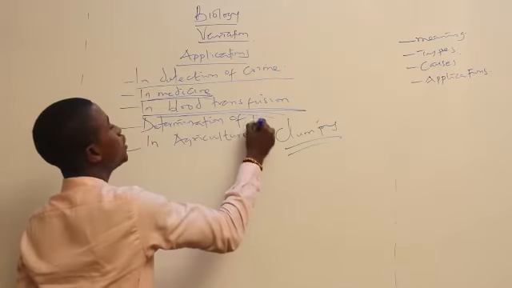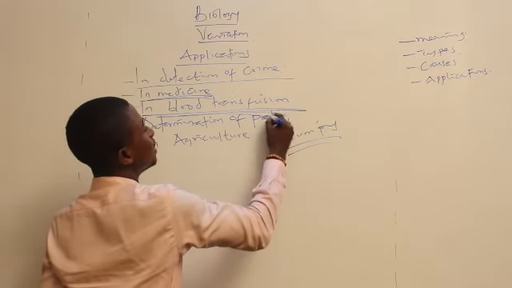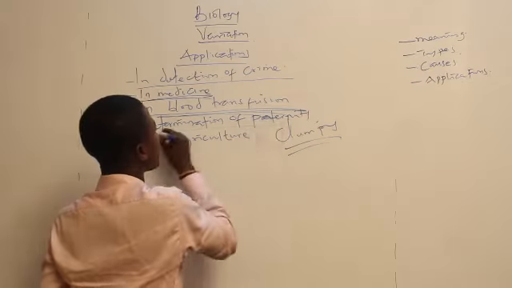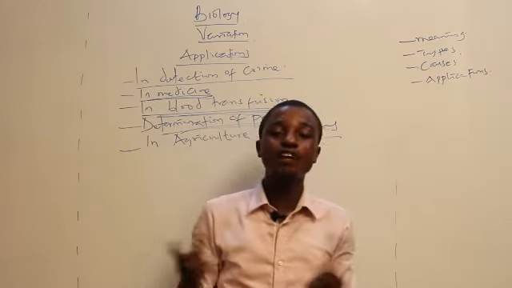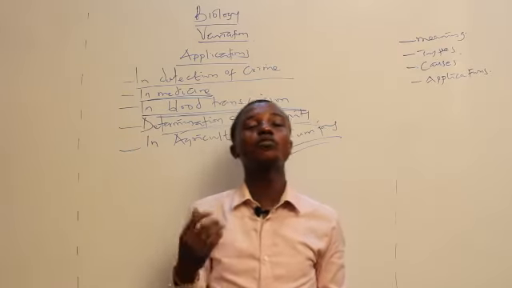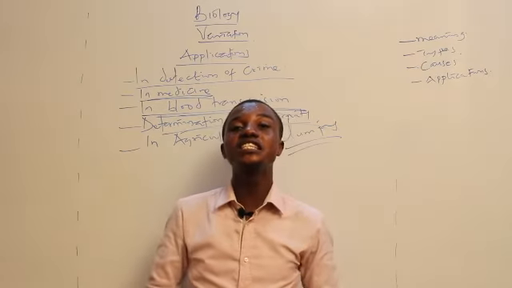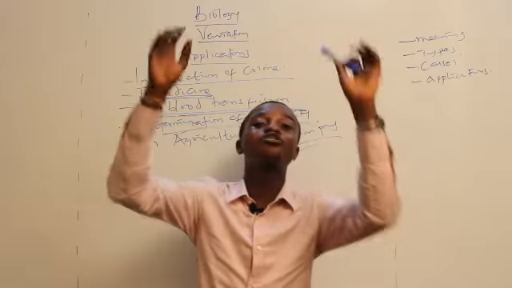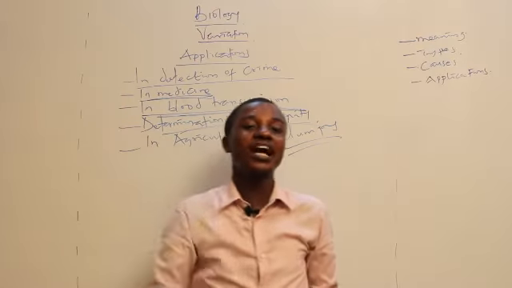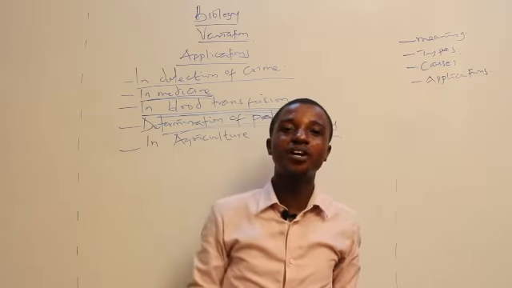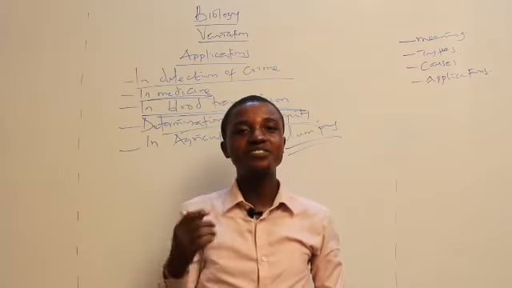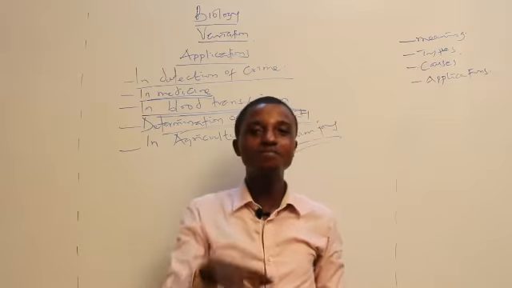Again, we have determination of paternity. This is actually a serious issue today, most especially in Africa, where you see a particular woman, she probably might be double dating, then as nature would have it, she gets pregnant and she gave birth to a bouncing baby boy.